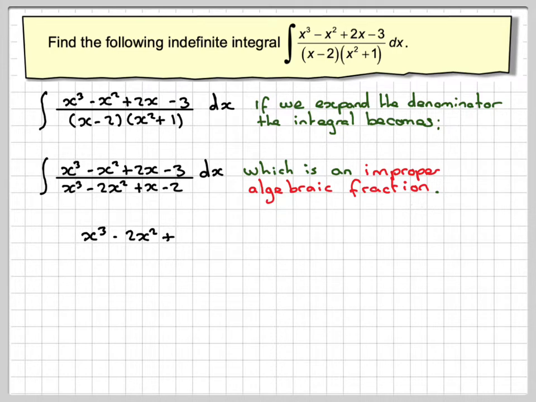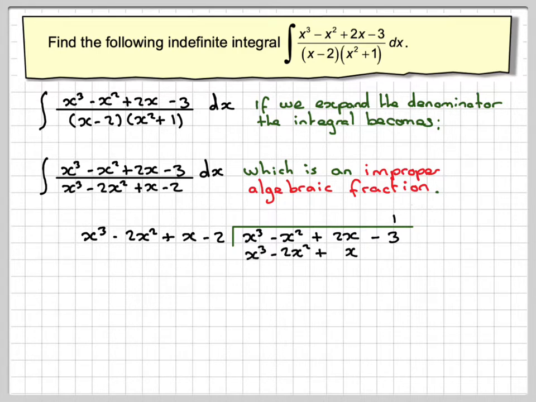So, writing the denominator, x cubed minus 2x squared plus x minus 2, and then the numerator here, if we do x cubed divided by x cubed, that just gives me 1. Multiplying every term by 1, we get x cubed minus 2x squared plus x minus 2. Doing a subtraction, x cubed minus x cubed gives nothing, minus 1 minus minus 2 gives 1, 2 take away 1 gives me just 1, and minus 3 minus minus 2 gives me minus 1.